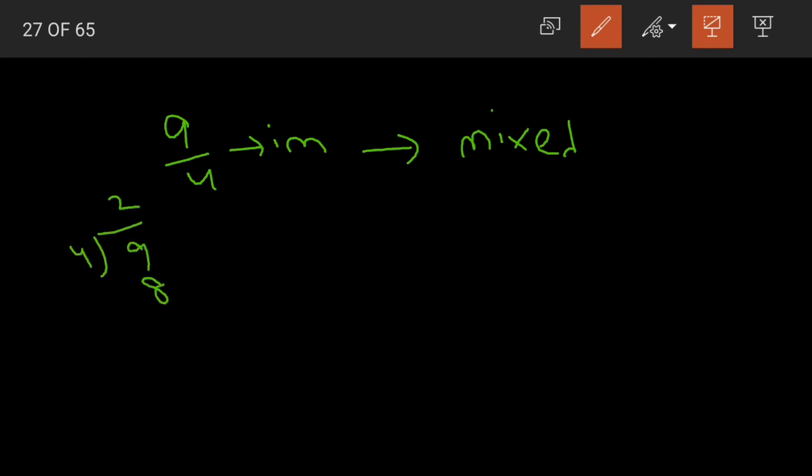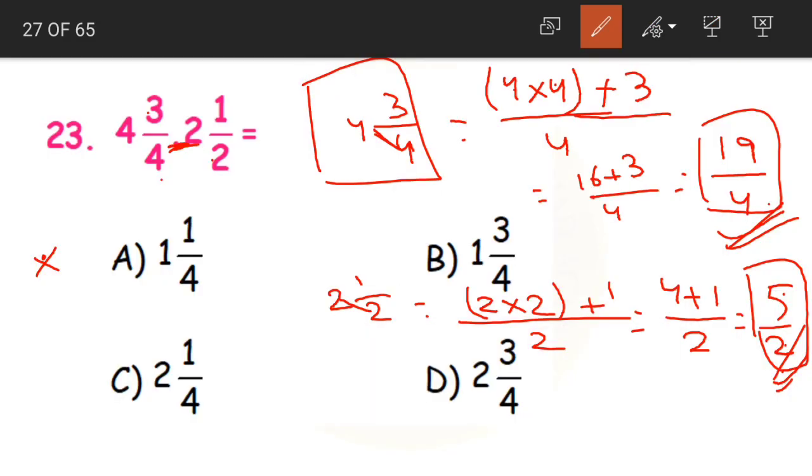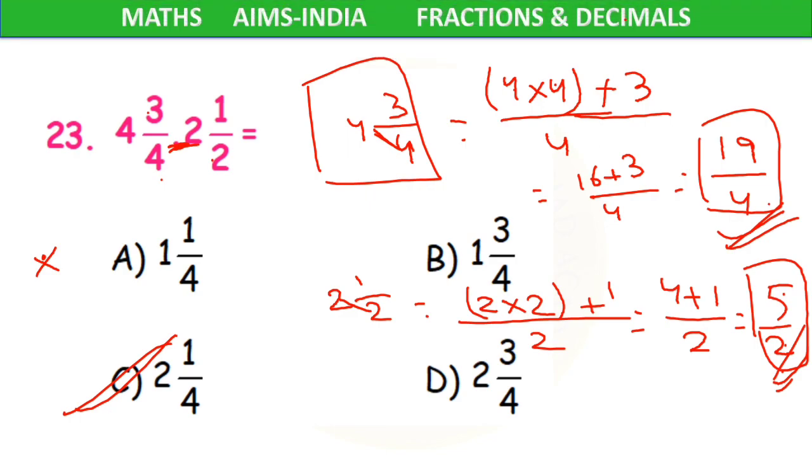We have 4 2s are 8. When we subtract, 1 is remaining. Now what will be the mixed fraction from this? Whole quotient becomes the whole number, remainder becomes the numerator, and divisor becomes the denominator. 2 1 by 4 is our correct answer. Yes, which is that? Option C.